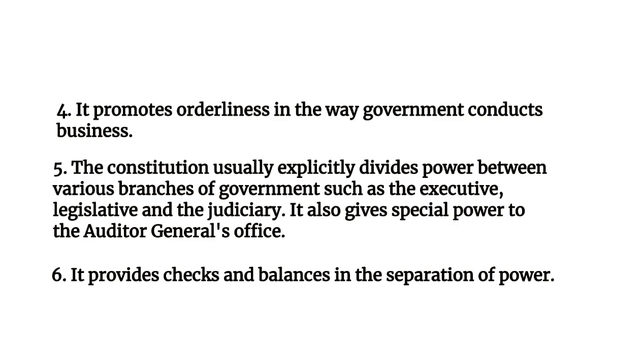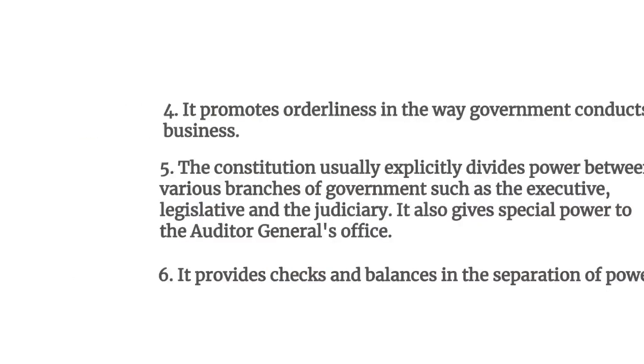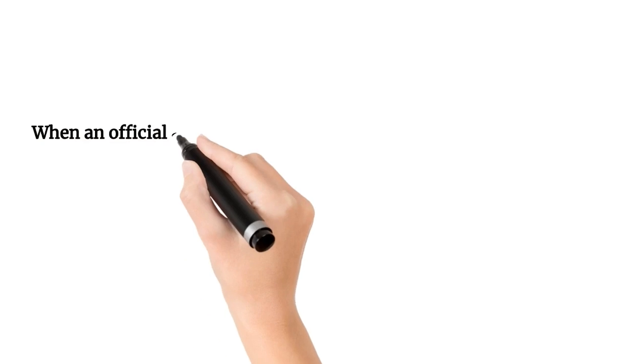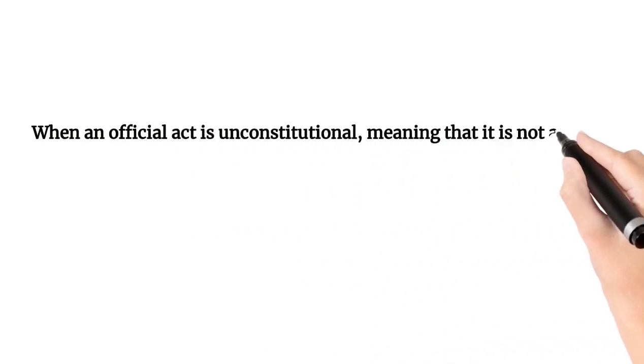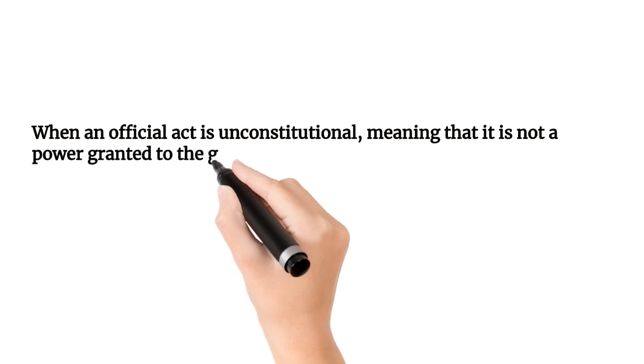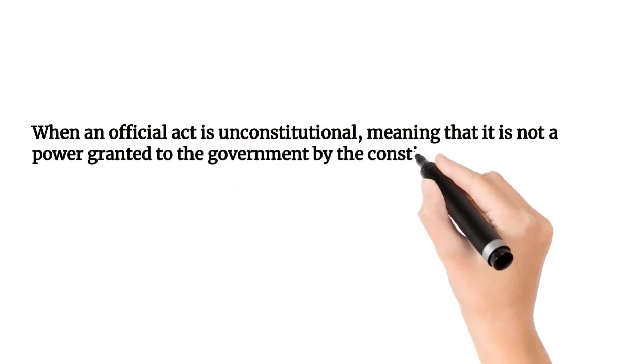Alright, so those are the 6 points which show us the importance of the Constitution. Now, when an official act is unconstitutional, meaning that it is not a power granted to the government by the Constitution, that act is now void.